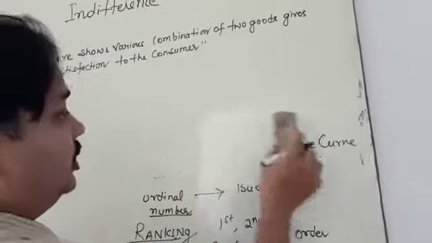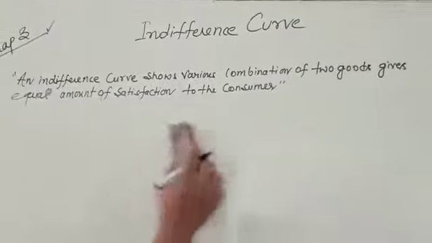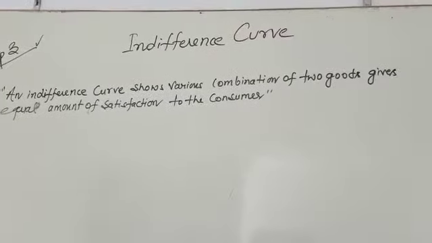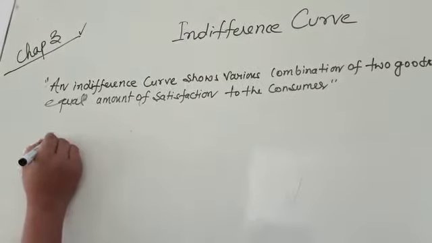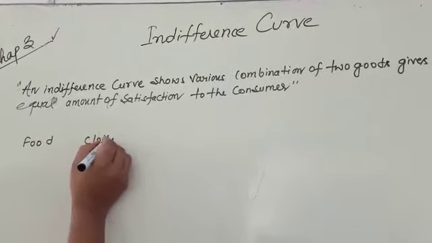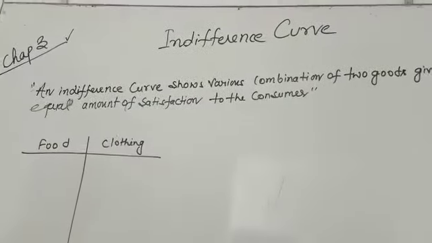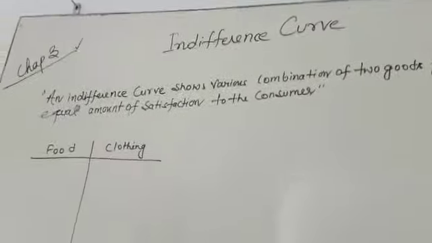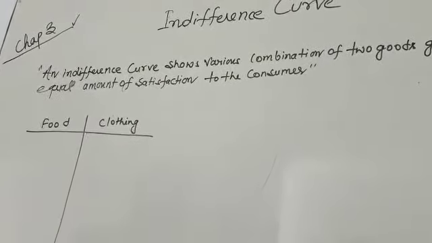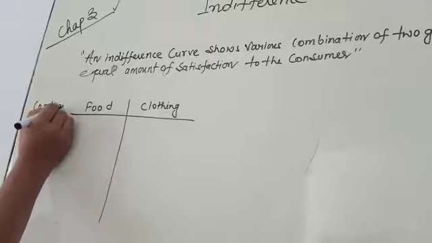So what is an indifference curve? Here the consumer makes a combination of two goods which gives an equal amount of satisfaction. Suppose I take the example of food and clothes. The consumer makes a combination of how many units of clothes and food are combined for a given amount of income. So here I am going to take a combination.